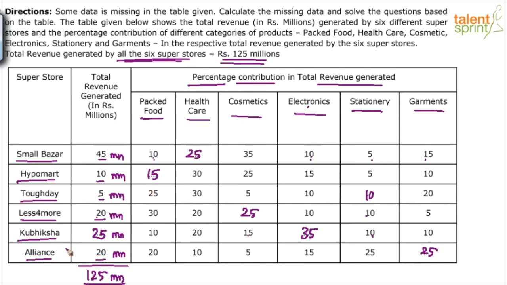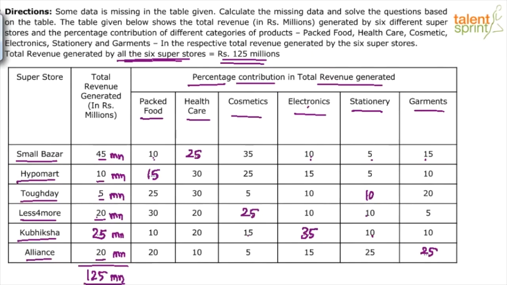Only 7 values have to be found. 1, 2, 3, 4, 5, 6 and this is 7. All are very easy. The totals in each row here should add to 100. So based on that you can find out the missing value. The total of this column should add to 125, based on which you can find out the missing value there. Once you have done it, then you can answer the questions easily, right?